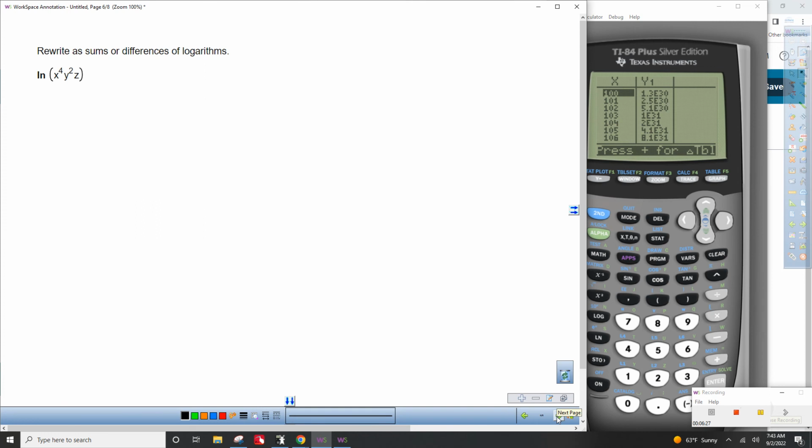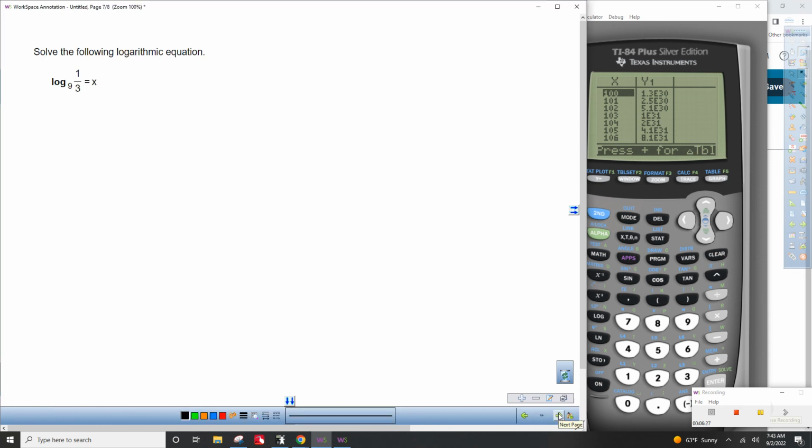Rewrite as sums or differences. Oh, okay, this is a natural log. So this is going to be the same thing as the natural log of x to the 4th plus the natural log of y squared plus the natural log of z. Why does it work out this way? Because this is all about exponents. And if you remember, when you do x squared times x to the 5th, you get x to the 7th. You add the exponents. So we're just following those same rules, okay?